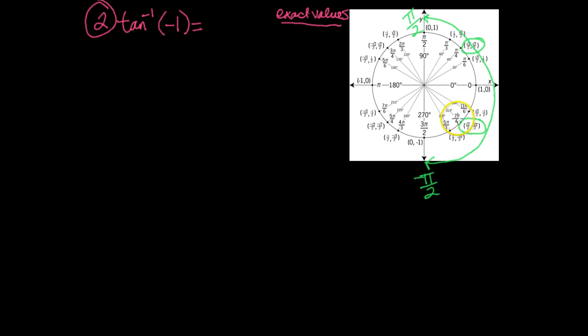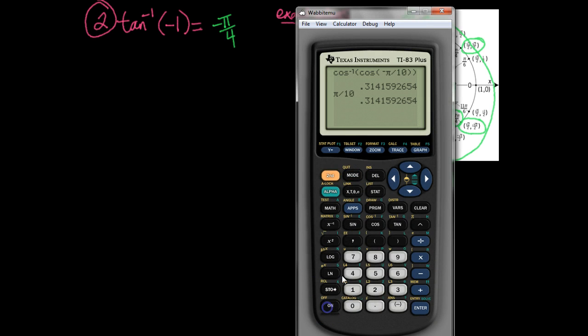So in this case, it has to be this angle right here, from here to here. But this angle, 7 pi over 4, is not between negative pi over 2 and pi over 2. What angle would be? It would be negative pi over 4, because that is between negative pi over 2 and pi over 2. And if you check that on your calculator, you've got tan inverse of negative 1.